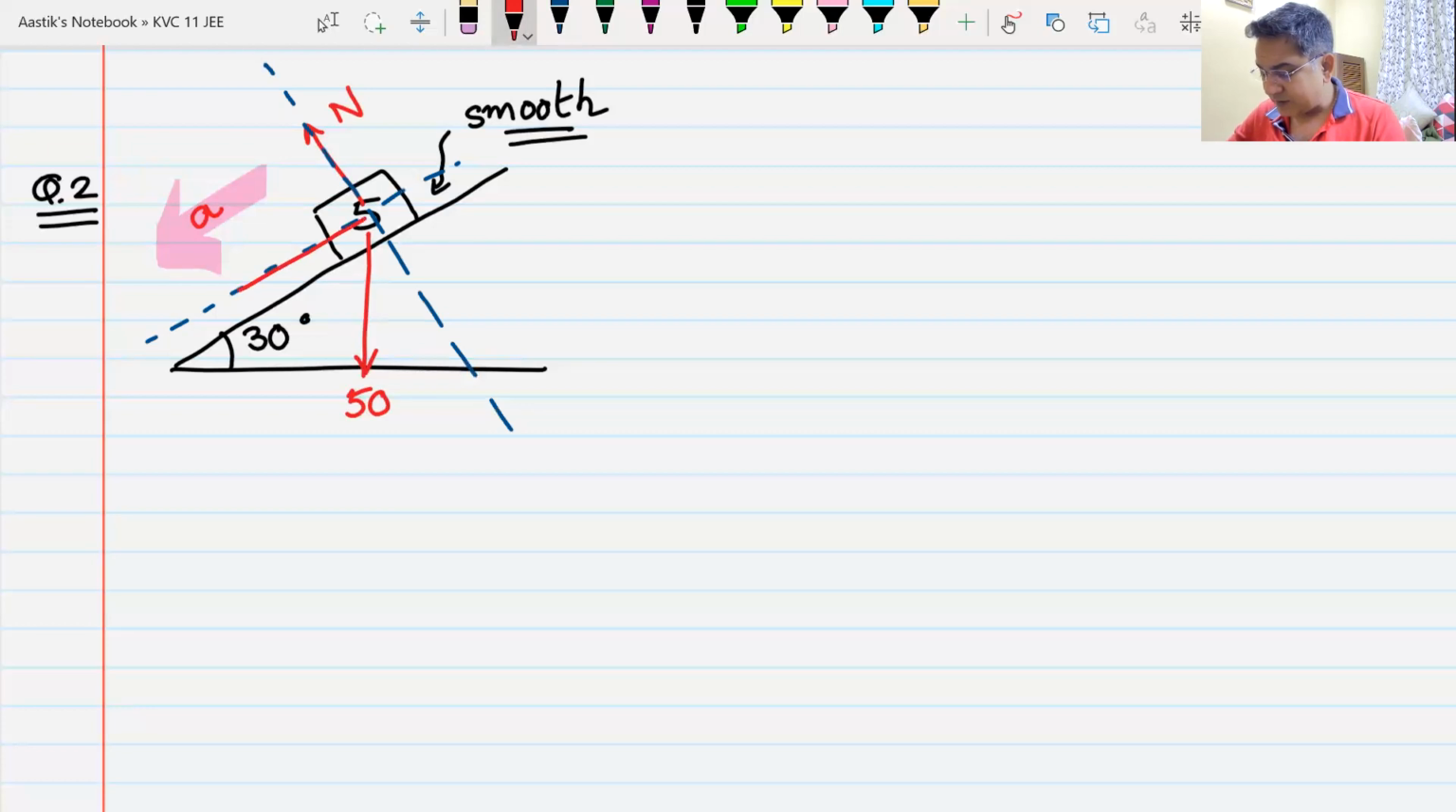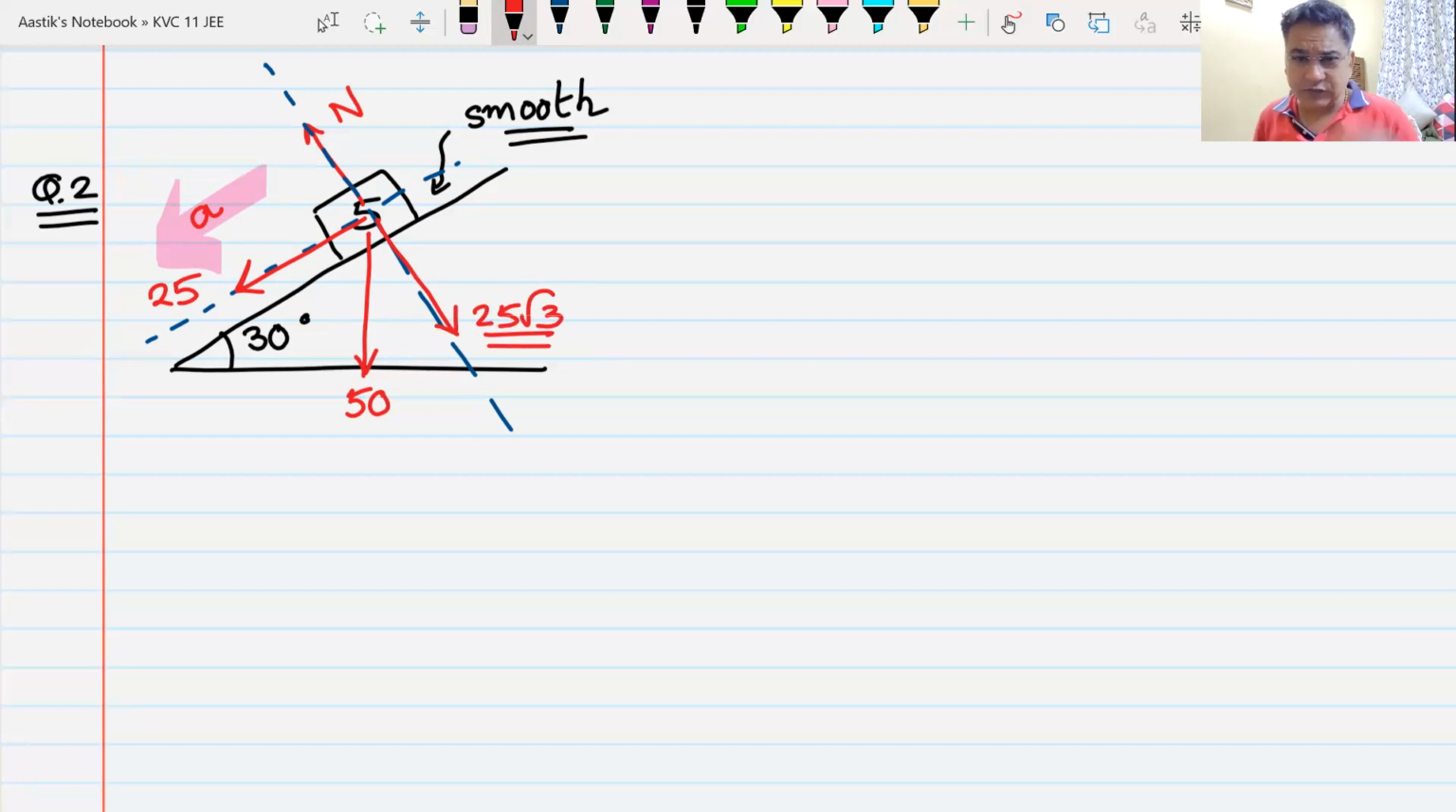This component will become mg sine 30. Yes or no? Sine 30 is half, mg is 50, so this becomes 25 newtons. And this component becomes mg cos 30. Cos 30 is root 3 by 2. This becomes 25 root 3. I'm done with the second step.